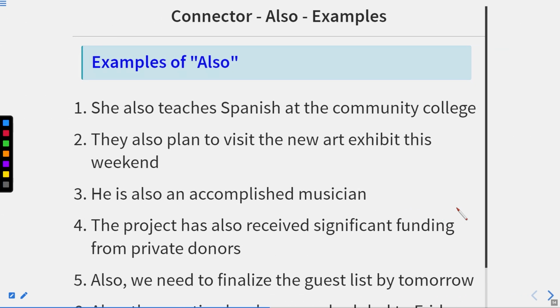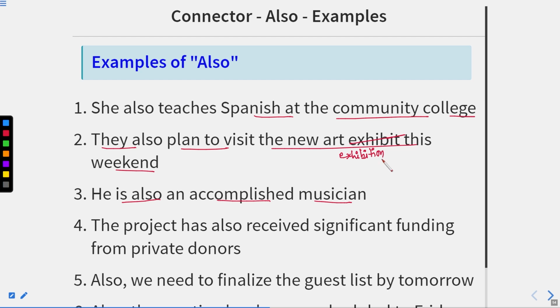Now here we have some examples of also. She also teaches Spanish at the community college. They also plan to visit the new exhibition this weekend. Art exhibition. This is exhibition. He is also an accomplished musician. Let me write it over here.